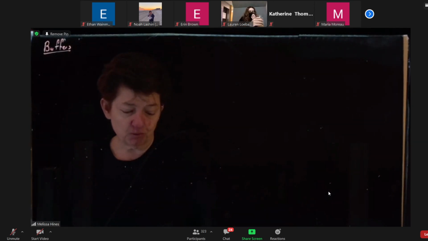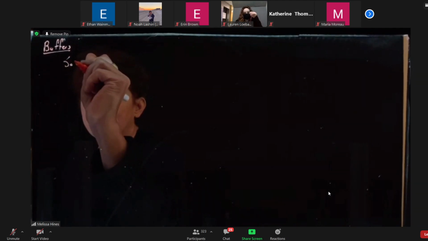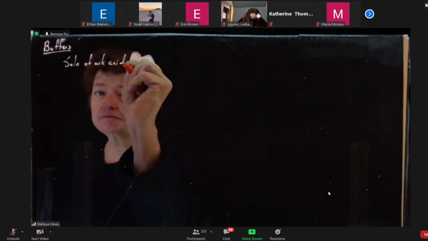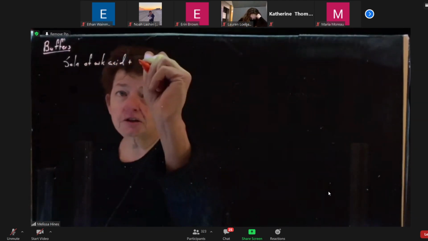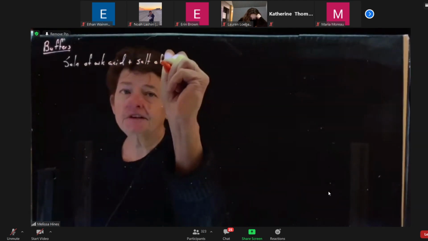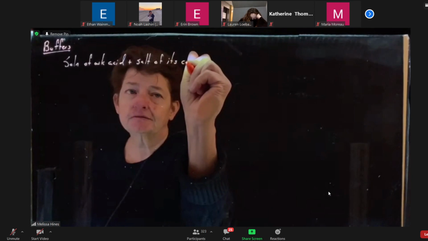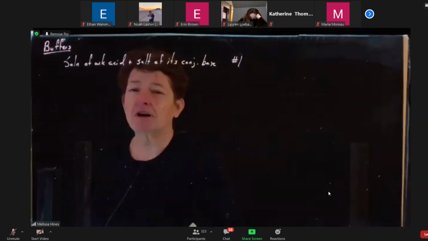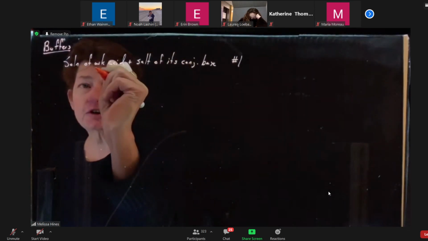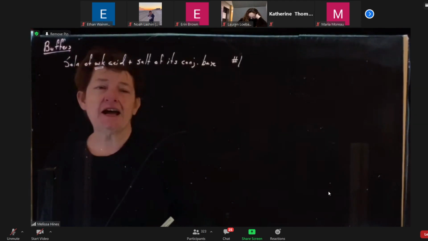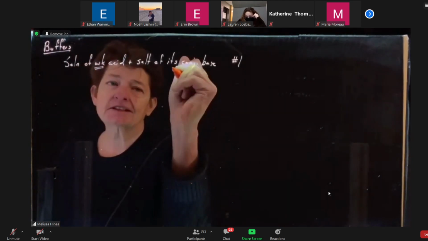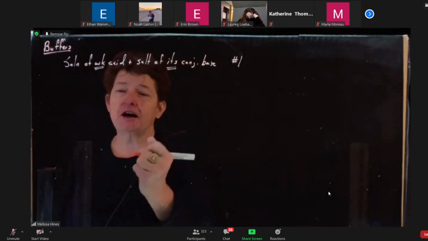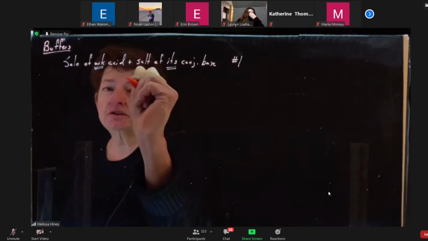So you can make a buffer in one of two ways. You can have a solution of a weak acid plus the salt of its conjugate base. And this is the first way you could make a buffer. There are two things that are important here. First, it absolutely has to be a weak acid. It doesn't work if it's strong. And the second thing, it has to be its conjugate base, not just some random conjugate base you found in the cupboard.